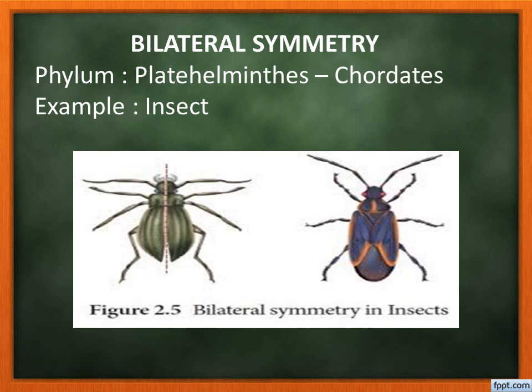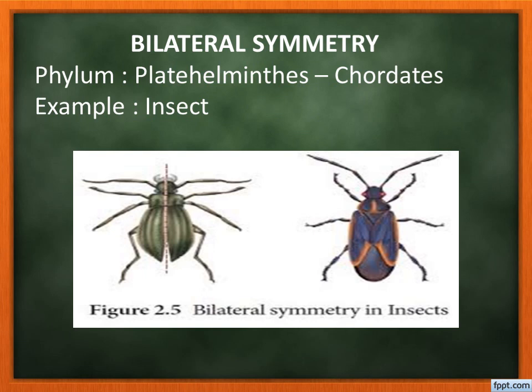Next one is bilateral symmetry. Bilateral symmetry means from platyhelminthes to chordates, this bilateral symmetry may occur, right? So bilateral means we can get two equal halves of this animal with only one plane alone. So platyhelminthes to chordates, everything has this bilateral symmetry. Here I displayed one example, an insect. Insects come under the phylum Arthropoda. We can get two equal halves of this insect by only one plane, and that is called bilateral symmetry.